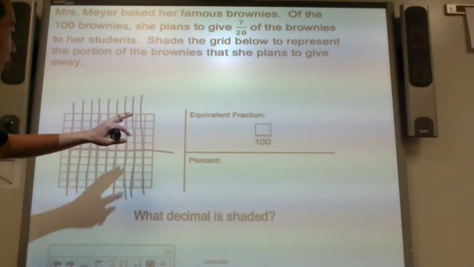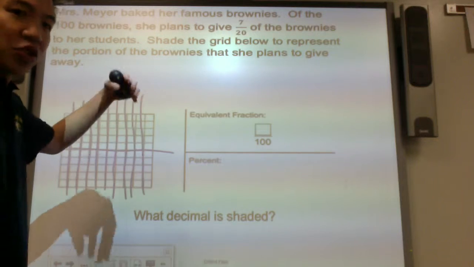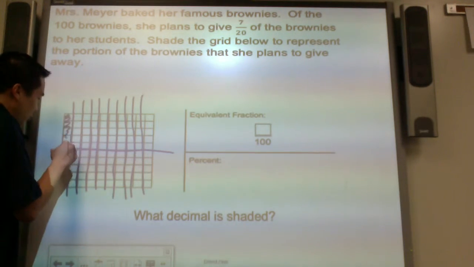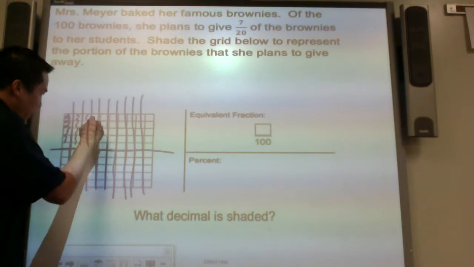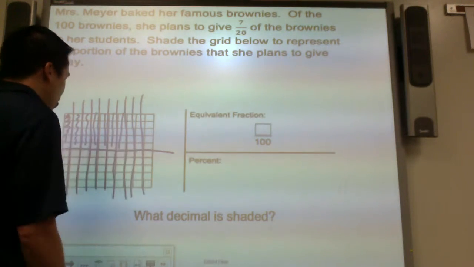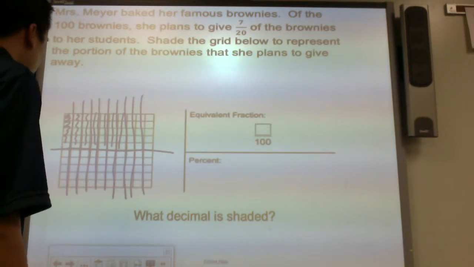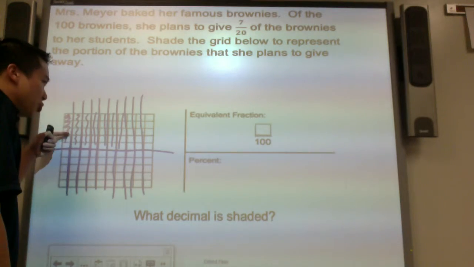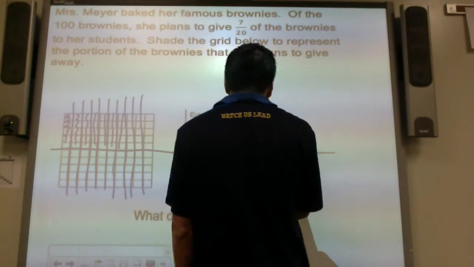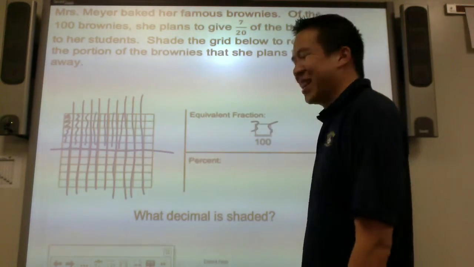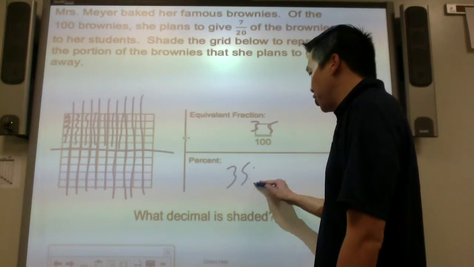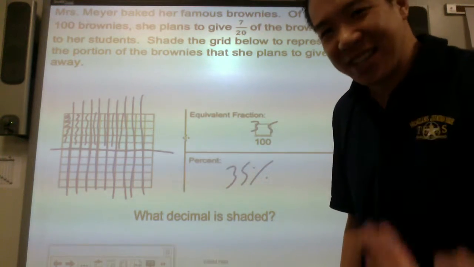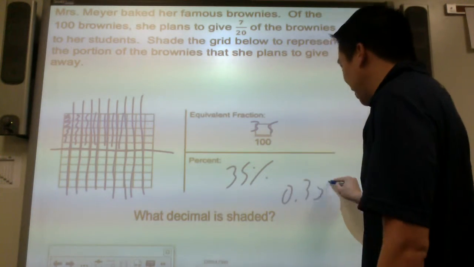As you can tell, there are 5 squares in each part. So let's shade in 7 of the 20. 1 group, 2 groups, 3, 4, 5, 6, 7. So I shaded 7 parts of the 20 whole. So how many squares did you color in? Out of 100 squares, I shaded in 35 squares. What is the percent? 35%. What decimal is shaded? 35 hundredths. So 0 and 35 hundredths.